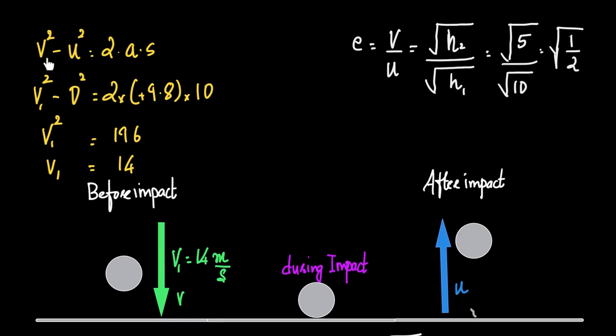So for the first part, v square minus u square is 2as. What is v? It is the final velocity. Final velocity in this case is the velocity before impact. So v is here v1 because it is velocity before impact. v1 square minus 0 is 2a into s. a is plus 9.8. Why? Because acceleration due to gravity is acting downwards, and displacement is also downwards, so both of them are in the same direction.